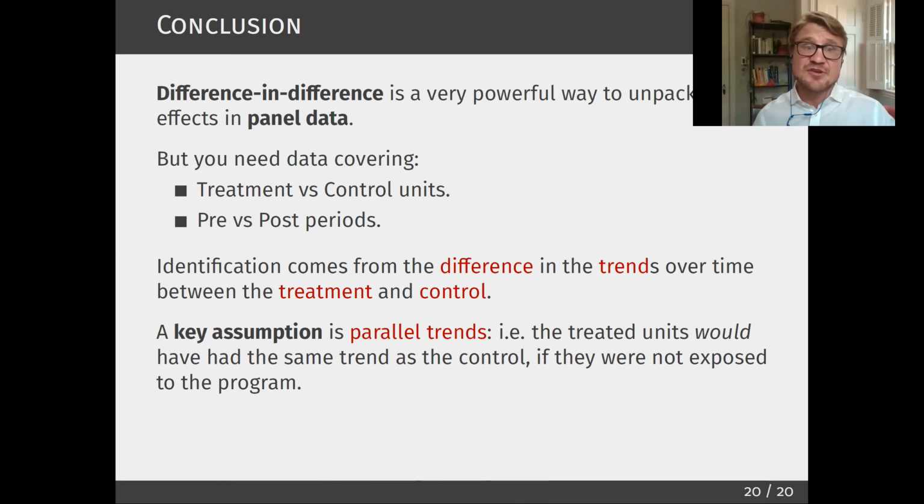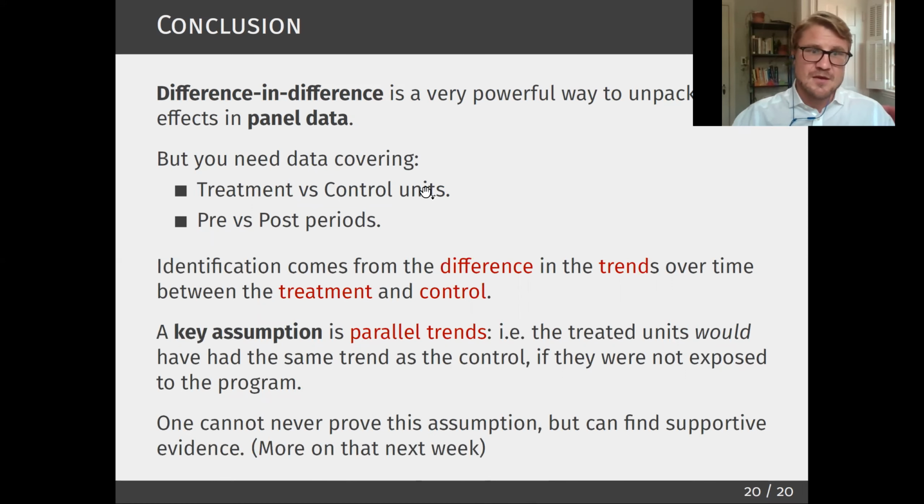And it's that the treated unit would have had the same trend as a control if they were not exposed to the program. One can never prove this assumption, but we can find very strong supportive evidence to make it a believable assumption. And we'll get into that a lot during the in-person lectures and also next week's lectures.